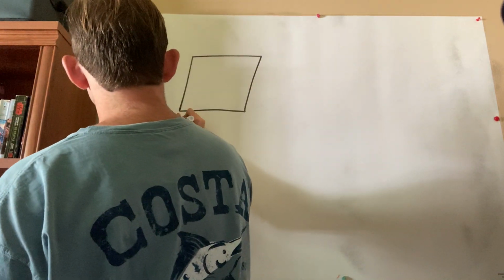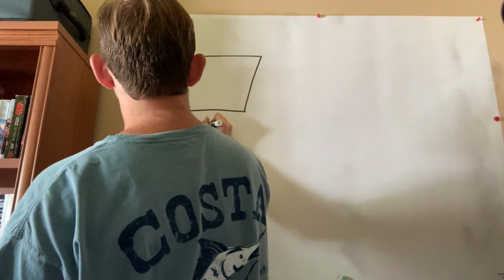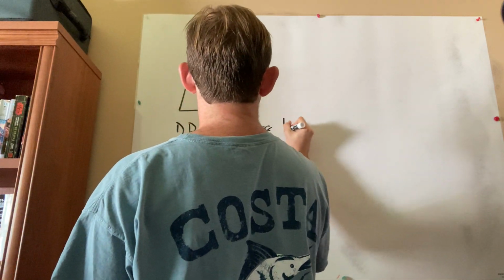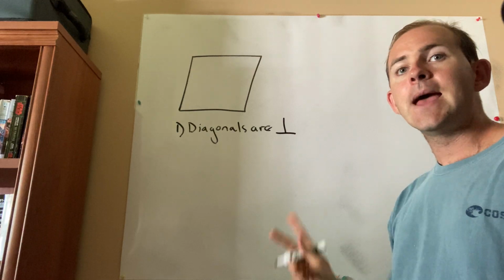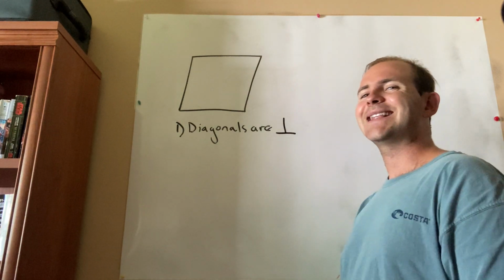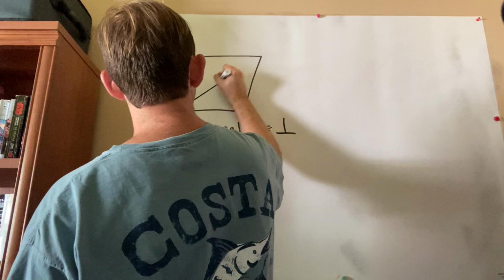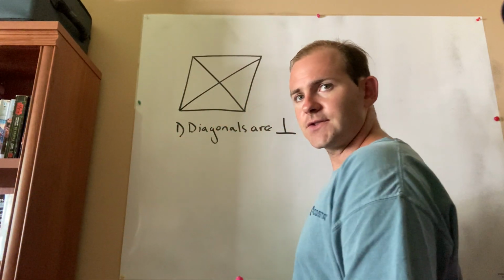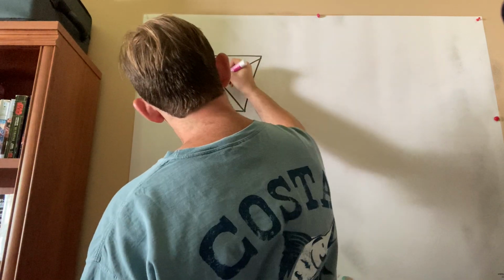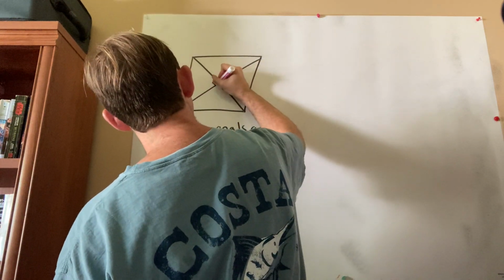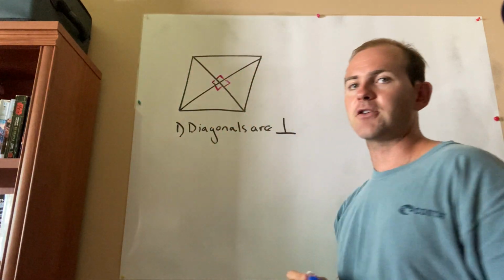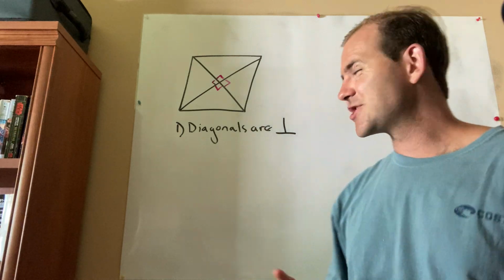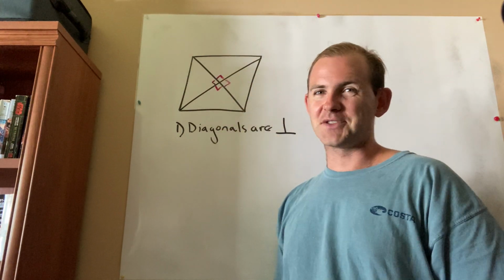So the first thing that makes a rhombus is that its diagonals are, does anybody remember what that symbol means? That symbol means perpendicular. So what I would do, guys, is I would draw my diagonals like so, and then where they meet, I would draw 90-degree angles. That's going to be important because notice that creates 4 right triangles all over the place.